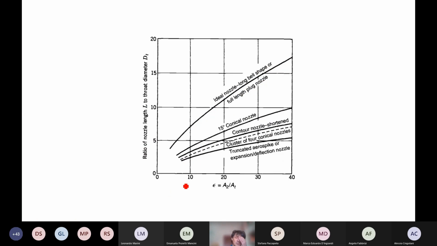So this is a plot to say something about the shapes that we can select for different nozzles. We have the area ratio on the abscissa and the length on the ordinate, and this length is non-dimensionalized with the throat diameter.